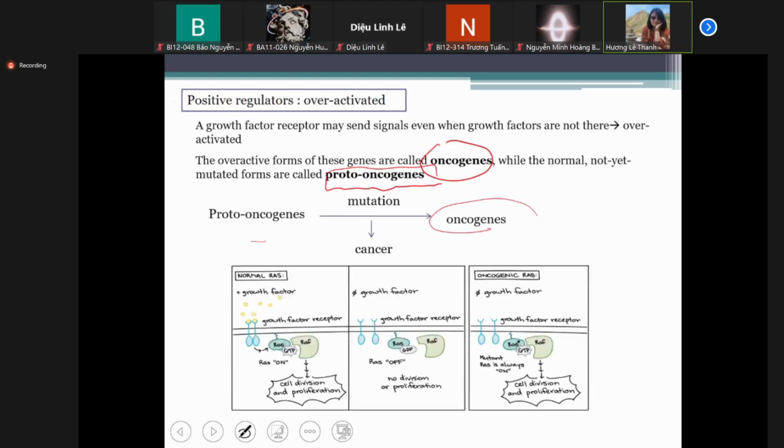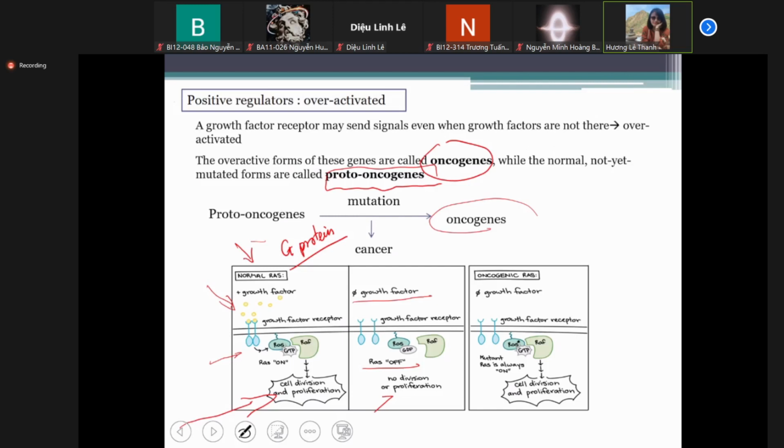In the normal case, we have RAS. RAS is a G protein. Remember G proteins? We have the RAS proteins. So in the normal case, when they receive growth factors, they will activate cell communication, signal transduction, and the cell response in cell division and cell proliferation. Whenever they receive no growth factors, RAS is off and there is no division or proliferation.